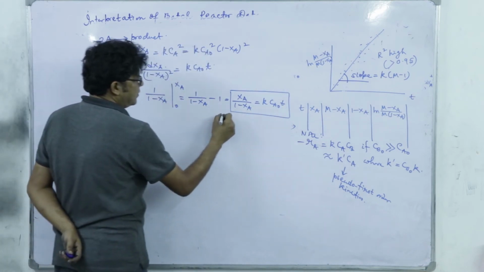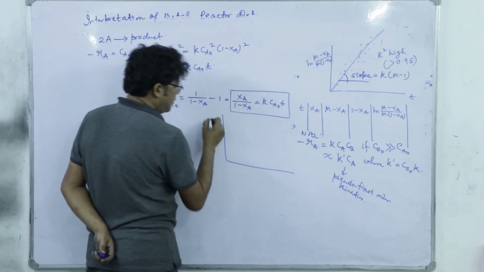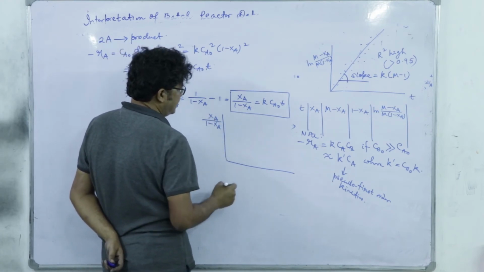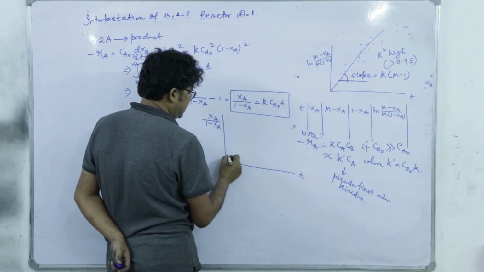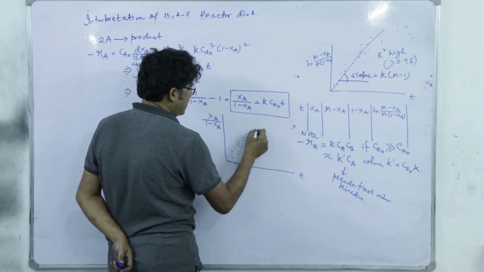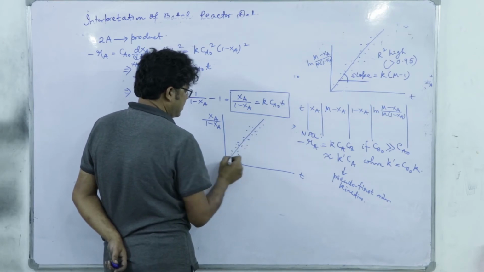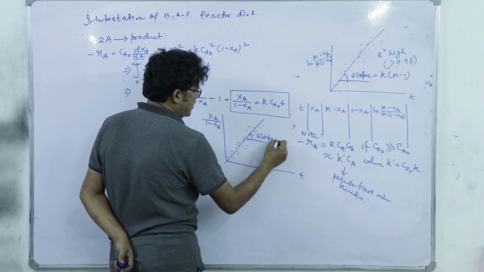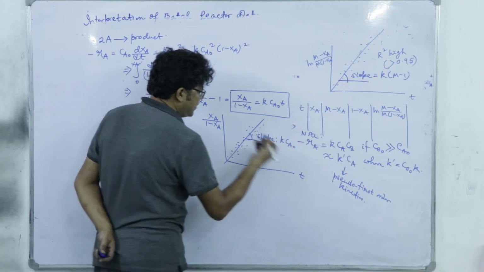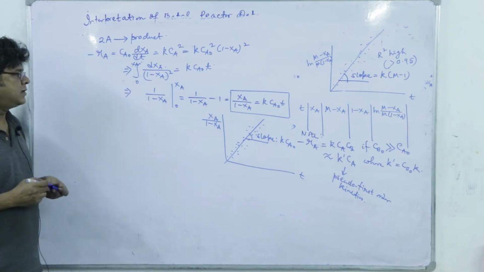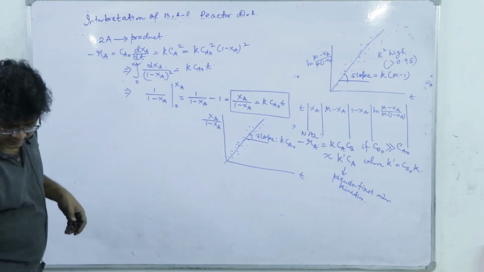Right. So, if we have a linear profile of Xa by (1 minus Xa) versus t, so the slope is k into Ca naught, and from there we can calculate the value of k. So, this is the unimolecular second order reaction.